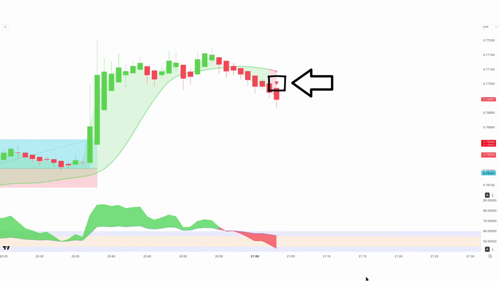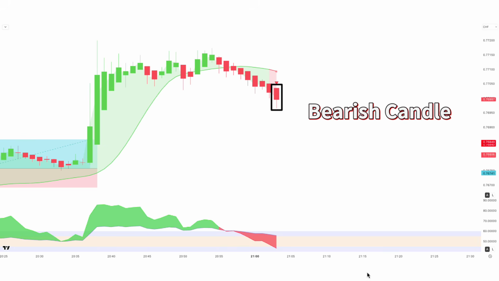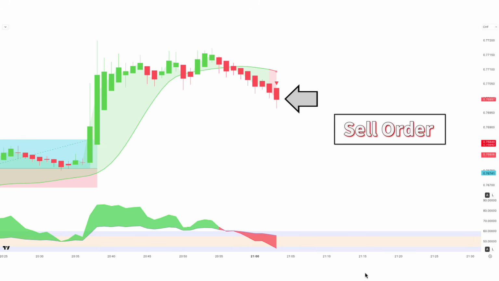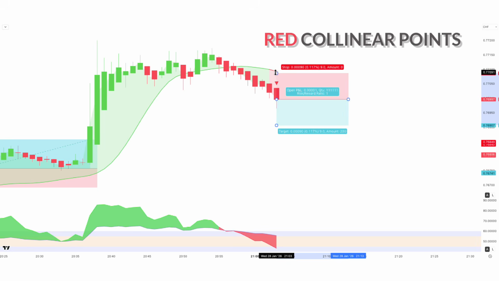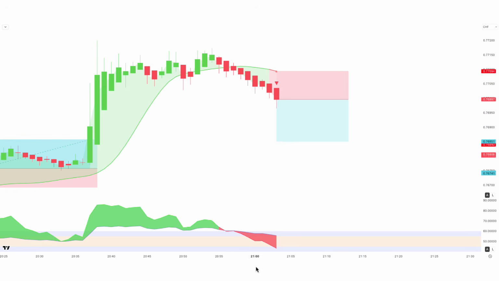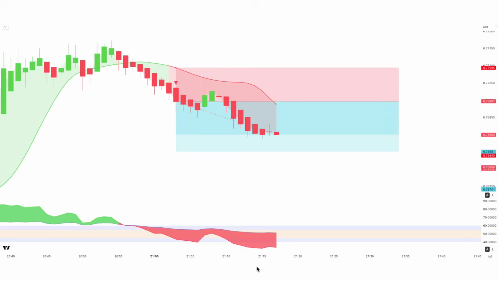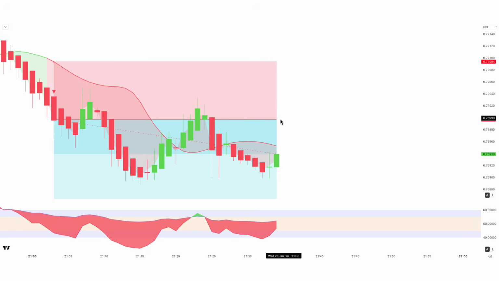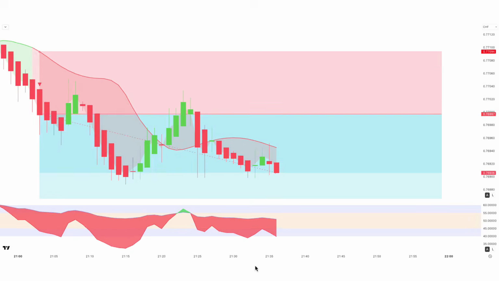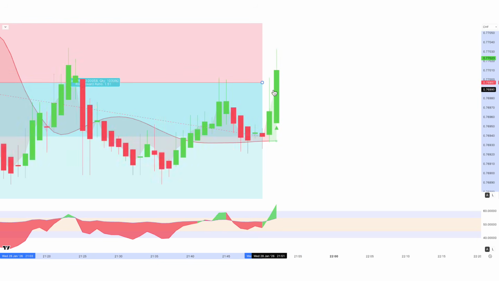Here, the Q-Clarity arrow of this indicator is a sell signal. Here, the Any Problems indicator is in the red area. Here, the market has made a bearish candle to give confirmation. So all our conditions are being fulfilled, so we are placing an order to sell. Our stop loss is to be placed at the red collinear points, and the risk-to-reward ratio will be 1:1.5. Let's see what happens to our trade. Our trade is running in profit. Here, the market has given the next signal, so we will close this trade.